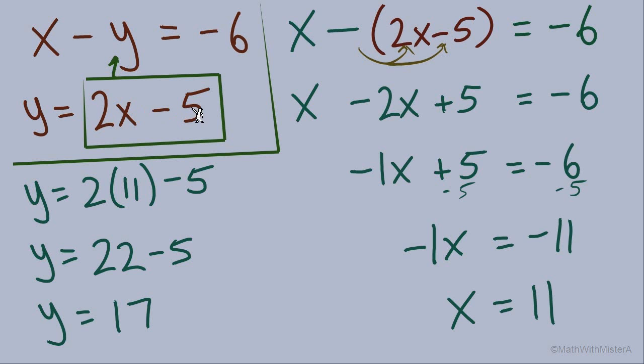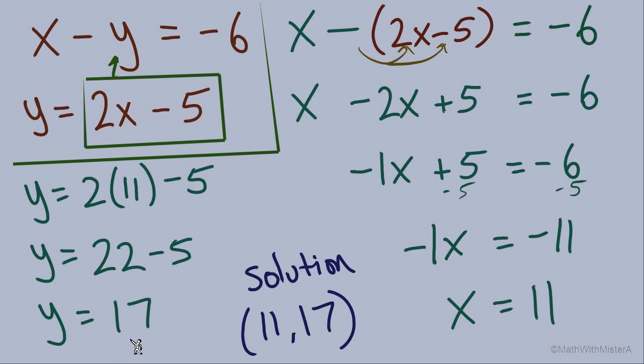And 2 times 11 minus 5 does equal 17. They check out. They have to be correct. So if you're ever not sure about your solutions, just do a check, and then you'll know for certain. And in this case, our solution, 11, 17.